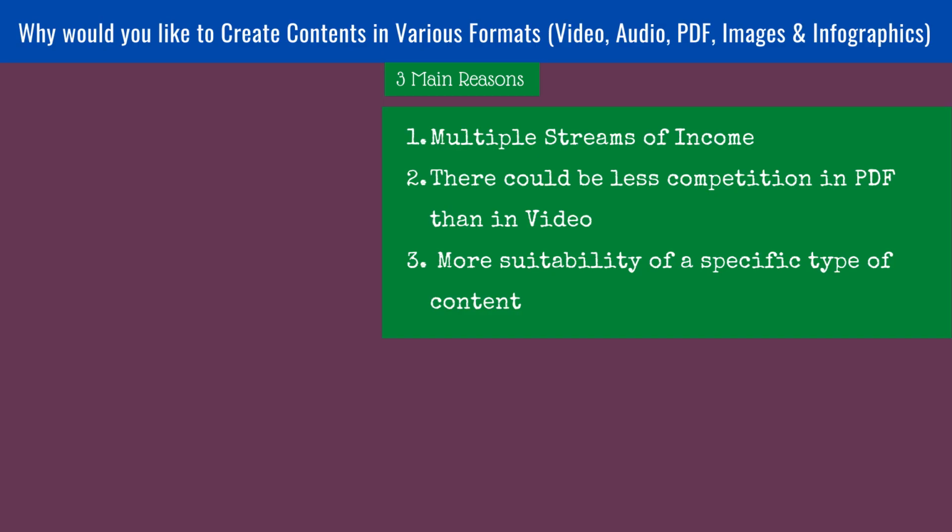Now the third reason is suitability. For example, infographics are more suitable for websites, for search engine optimization of web pages. If you have a website, you prepare some infographics and put them on your website. That will be more beneficial and easier for you than creating a video. So this is another important consideration. Now another form you can convert your videos into is audio.